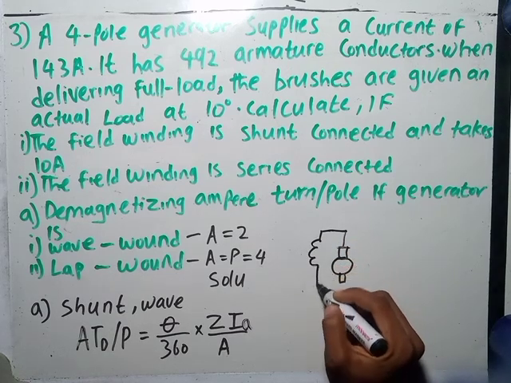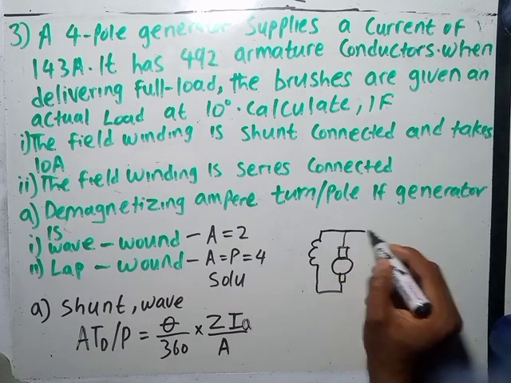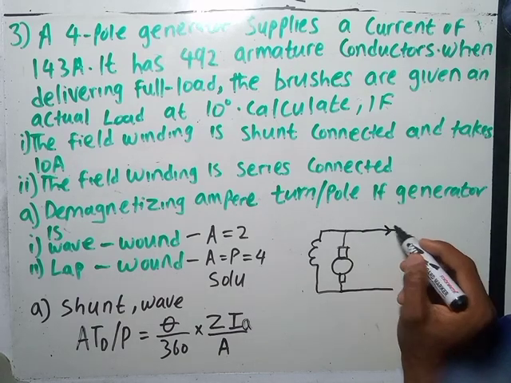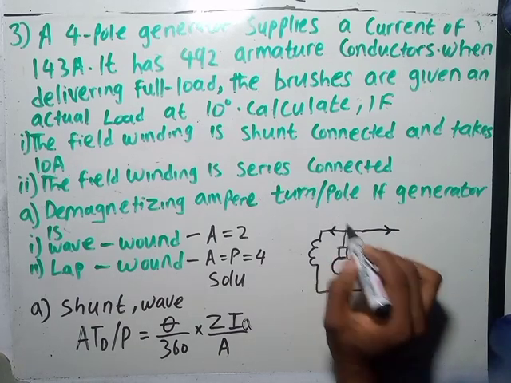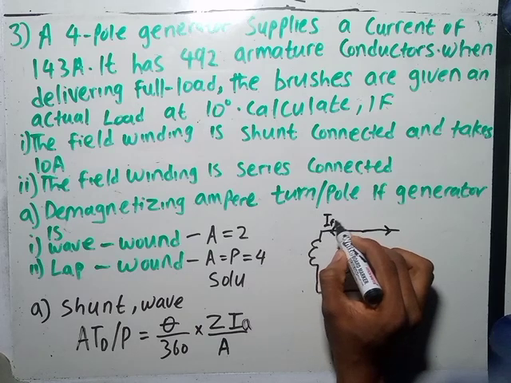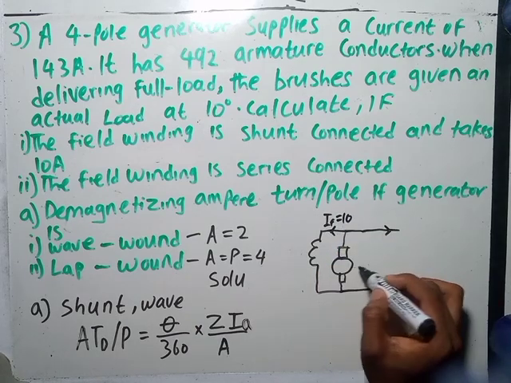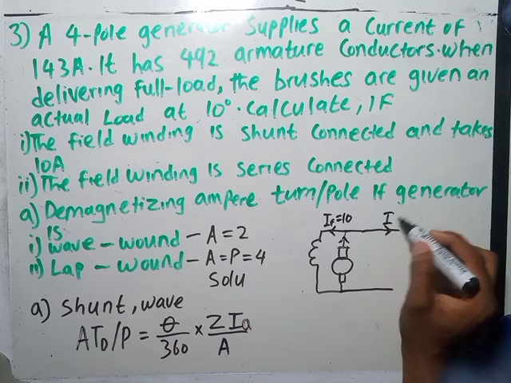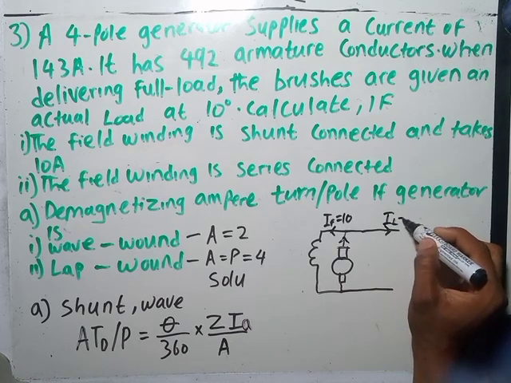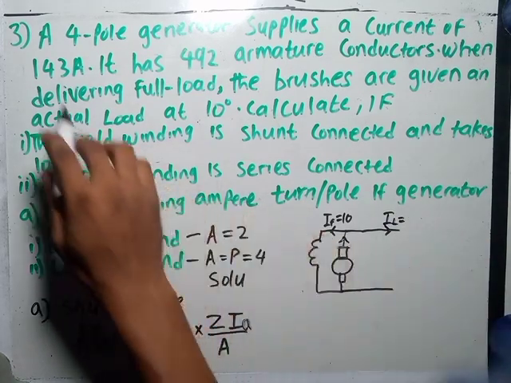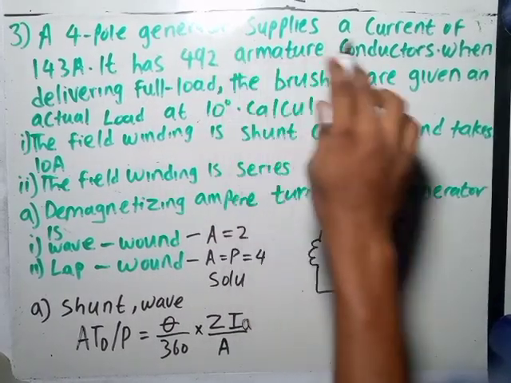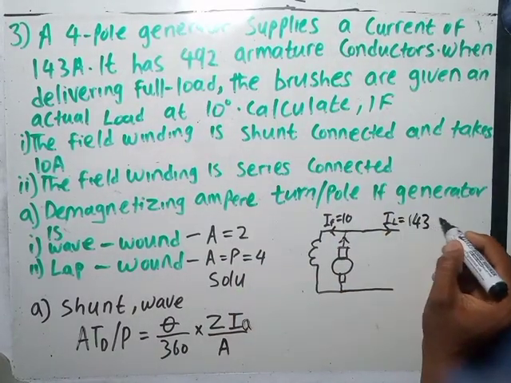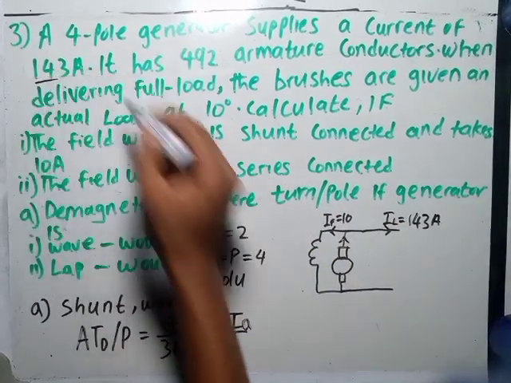So for us to get our armature current, looking at the diagram of a generator, the generator converts mechanical into what? Electrical. So our current will be coming from the armature and going towards the terminal and to the field magnet. So we are given that our IF is 10 ampere, and told that our load current, the one going to the load, which the generator supplies, is 143 ampere. See it over here.